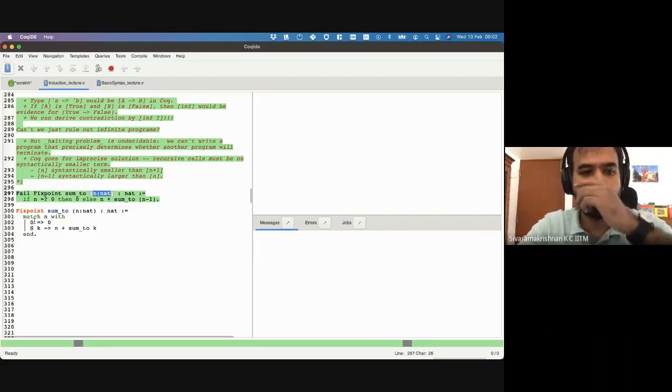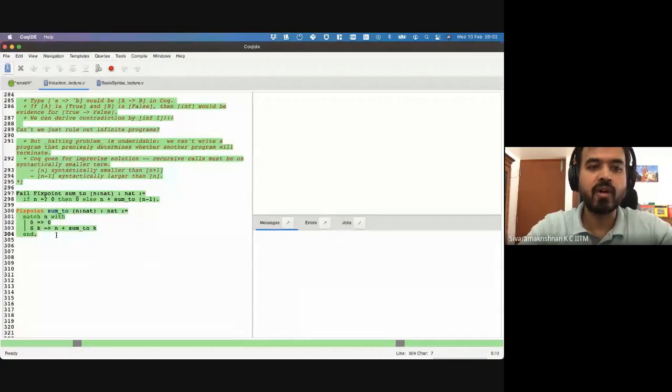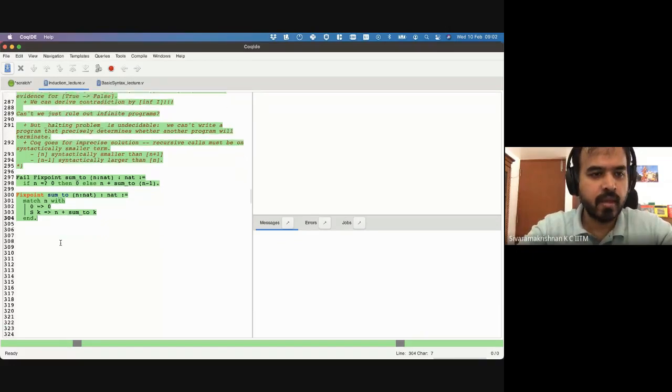Another way of defining sum2, where we pattern match on the underlying constructor. And this went through. So we have our sum2 definition. So this sum2 of n just says that it's the addition of 1 plus 2 plus 3 plus up to n. Actually 0 plus 1 plus 2 plus, but that doesn't matter.